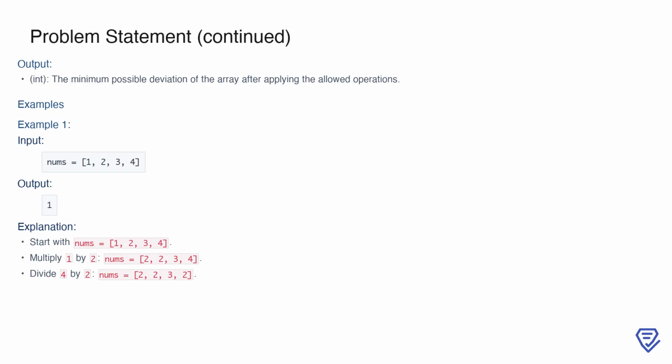To understand this better, let's look at an example. Suppose the input array is 1, 2, 3, 4. You can start by multiplying the number 1 by 2, which updates the array to 2, 2, 3, 4. Next, you can divide the number 4 by 2, giving 2, 2, 3, 2. At this point, the maximum element in the array is 3, and the minimum is 2. The deviation, which is the difference between the maximum and the minimum, is 3 minus 2, which equals 1. This is the smallest possible deviation you can achieve for this input.